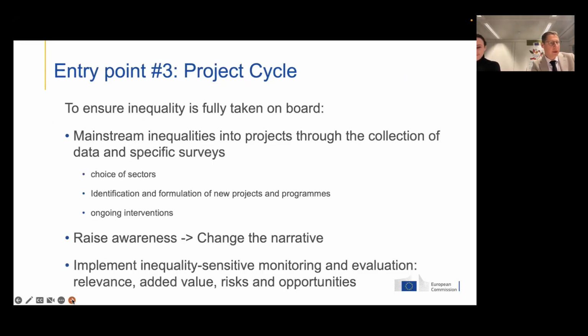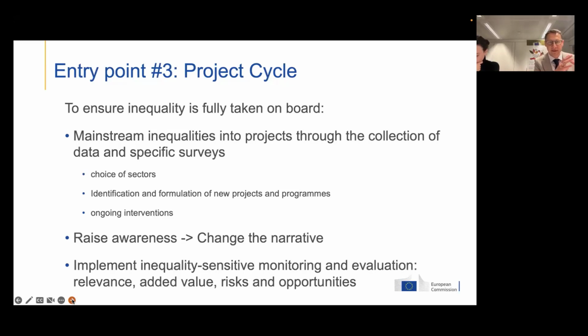So we'll push on with the next two entry points. The third one, sorry, is the project cycle. Again, perhaps hammering the point a bit further, we must ensure that the reduction of inequalities is fully taken on board through the different steps in that cycle. And we're repeating, but there is now an inequality marker that has been developed and that will help you do so, from the moment you start your context analysis to the moment you define your intervention logic and establish your monitoring and evaluation framework.